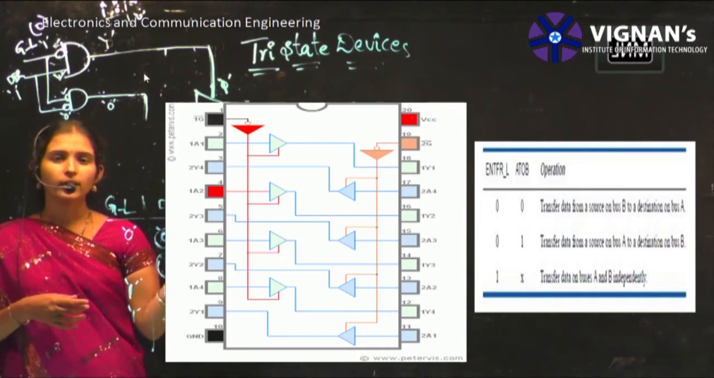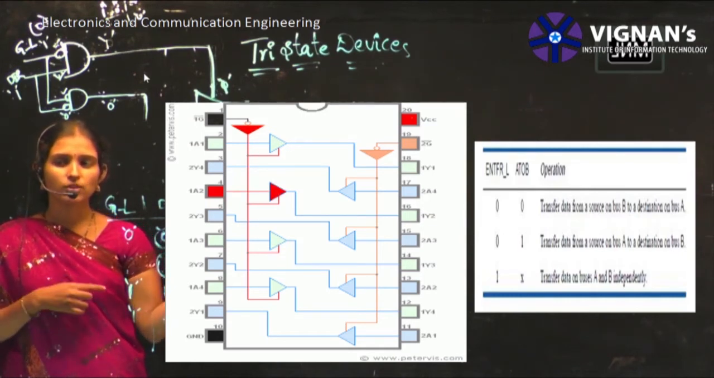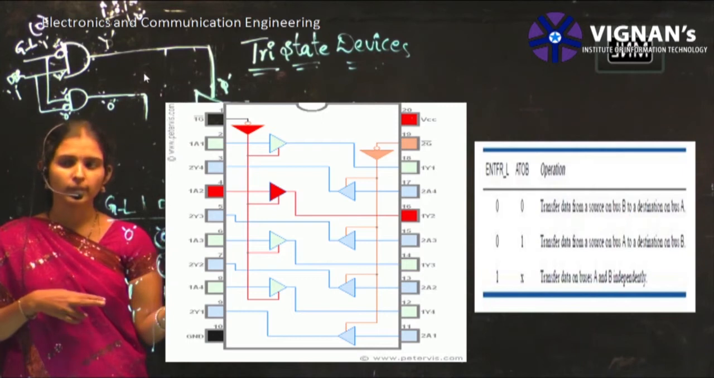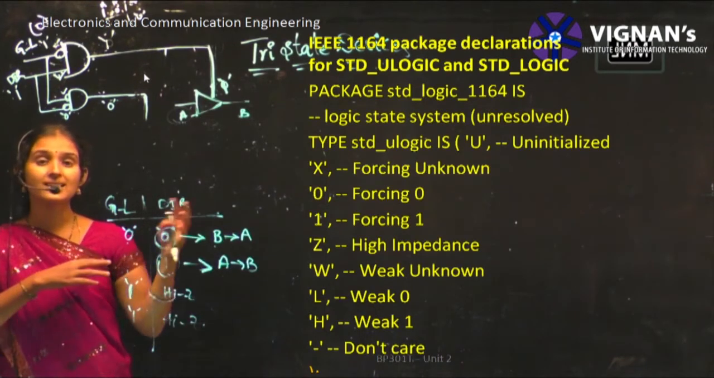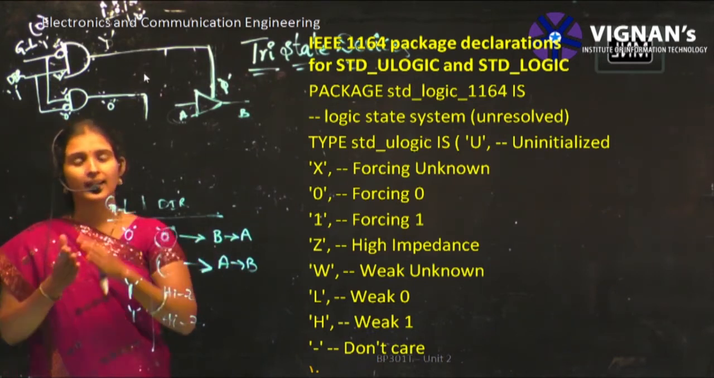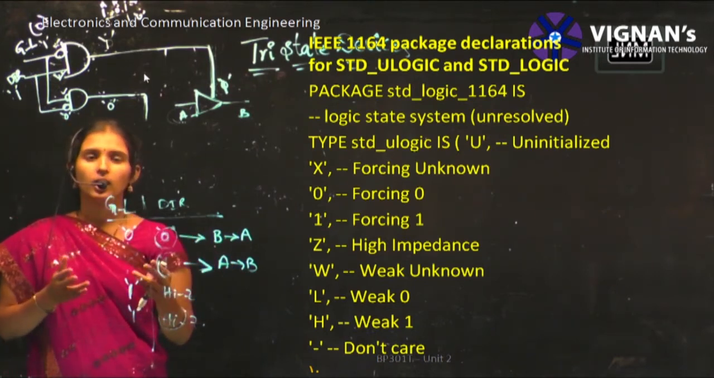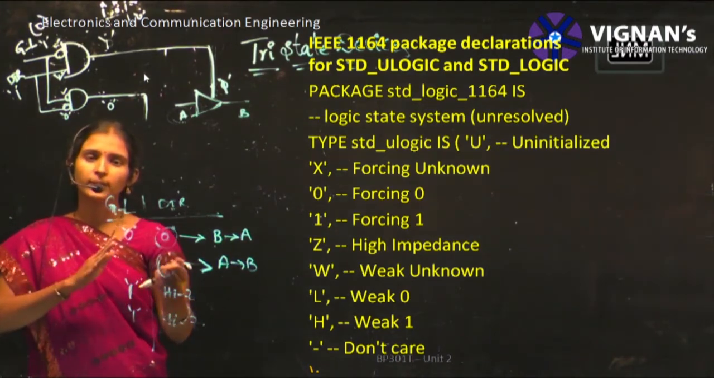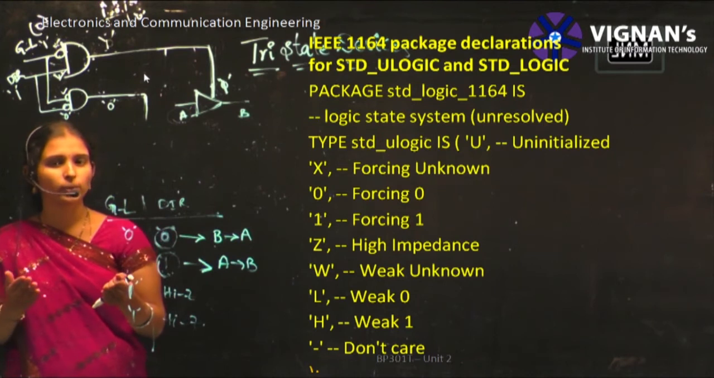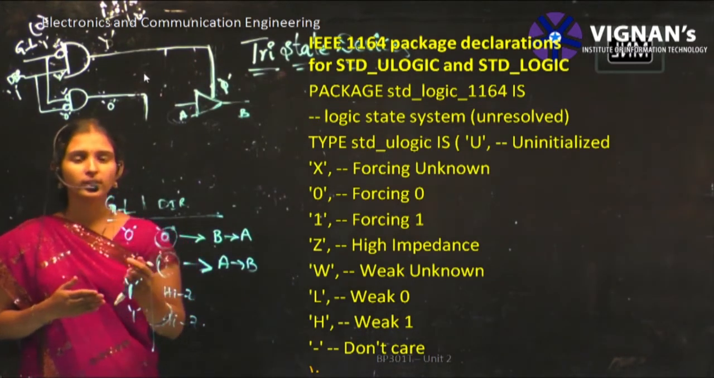There you can see data will be transferred from A to B or B to A, or it is in the high impedance state. So that is nothing but your transceiver. That means it acts as both transmitter as well as receiver. Whether A is going to transmit the data and B is going to receive it, or B is going to transmit the data and A is going to receive it, that is what your transceiver does.